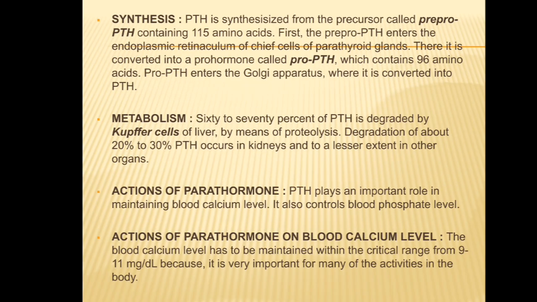Usually 60 to 70% is degraded by the Kupffer cells of the liver, by the process of proteolysis, and it plays an important role in maintaining the blood calcium level, also the blood phosphate level. So the blood calcium level has to be maintained within the range of 9 to 11 mg per deciliter, because it is important for many body activities.